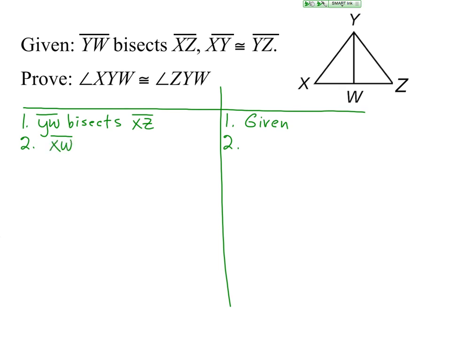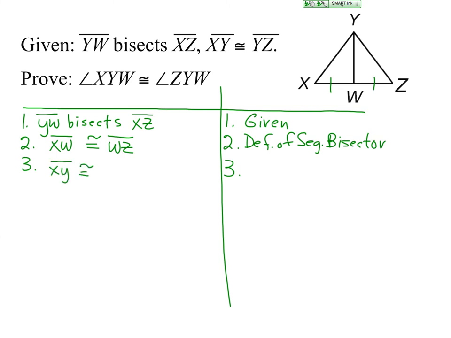Okay, segment XW is congruent to segment WZ. And what was your reason? Definition of segment bisector. Update the picture. Those two are congruent. Next one. Here. Segment XY is congruent to segment YZ. That is given.